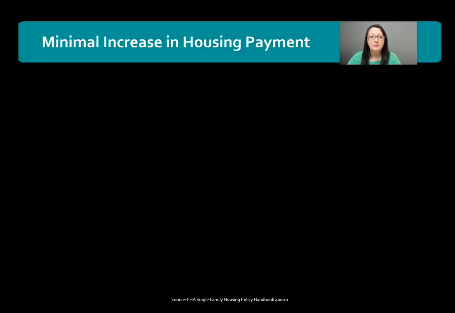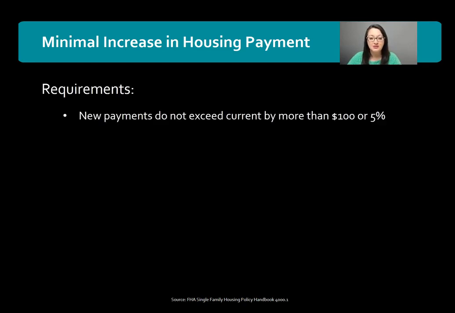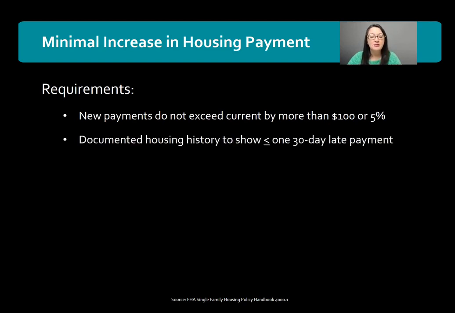Now let's take a look at minimal increase in housing payment as another compensating factor. The requirements are that the new total payments do not exceed the current total housing payment by more than $100 or 5%, whichever is less, and they have a documented housing history to show no more than one 30-day late payment. Now, the exception to that would be if it's a cash out refinance. If it's a cash out refinance, they cannot have any 30-day lates in the last 12 months.